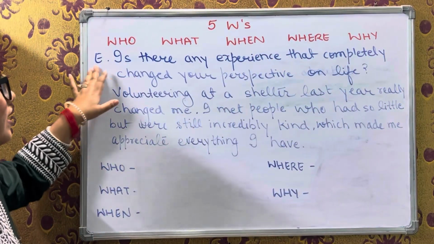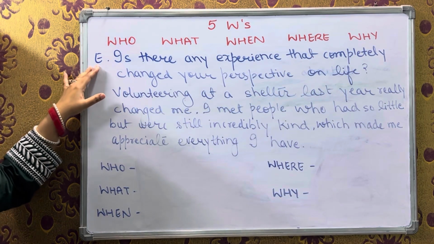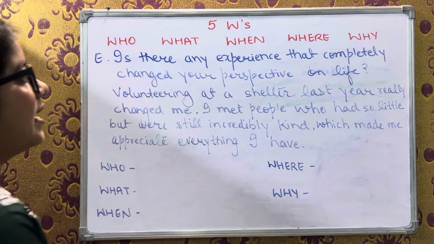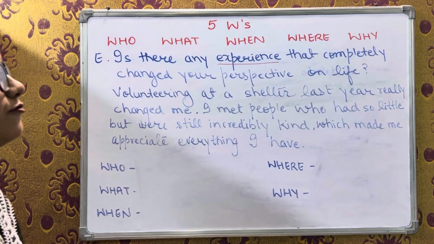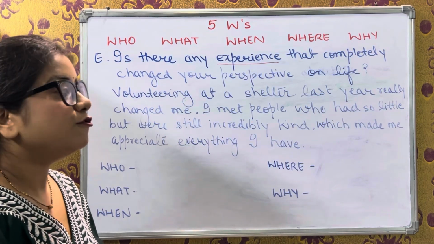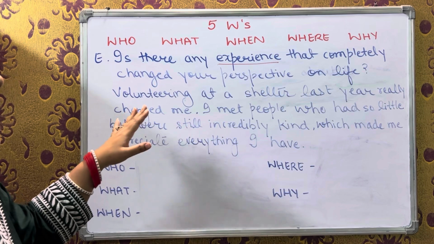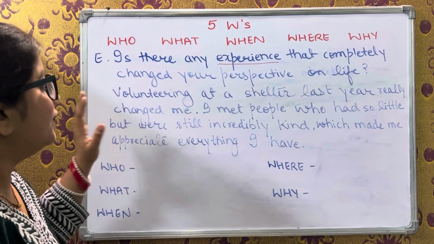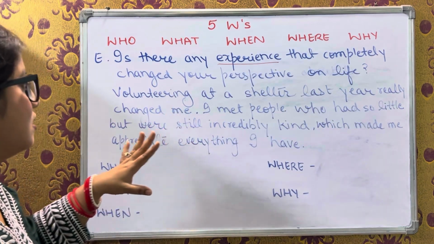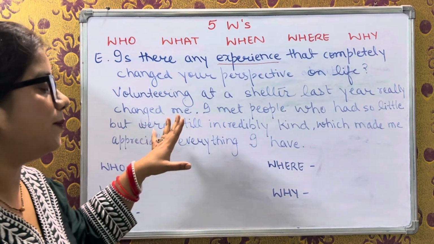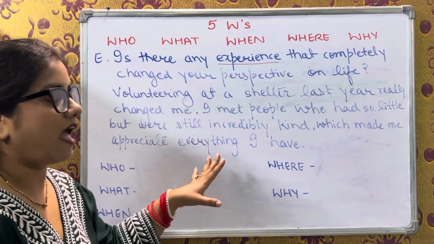Now it is time for letter E. The question with alphabet E is, is there any experience that completely changed your perspective on life? The perfect answer would look like, volunteering at a shelter last year really changed me. I met people who had so little but were still incredibly kind, which made me appreciate everything that I have.